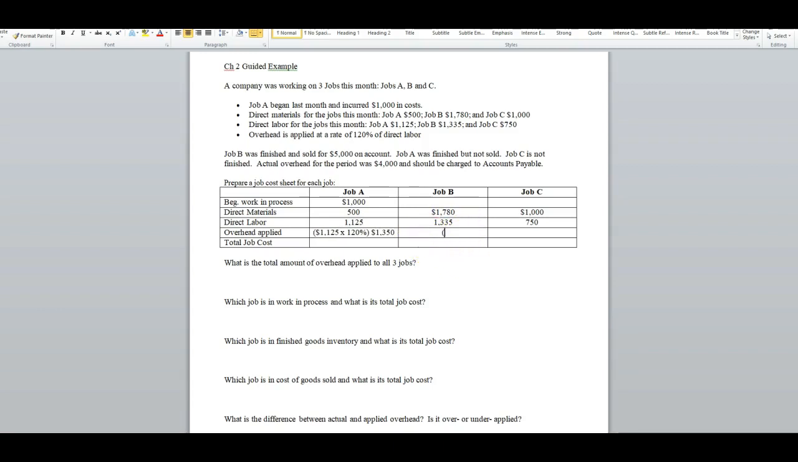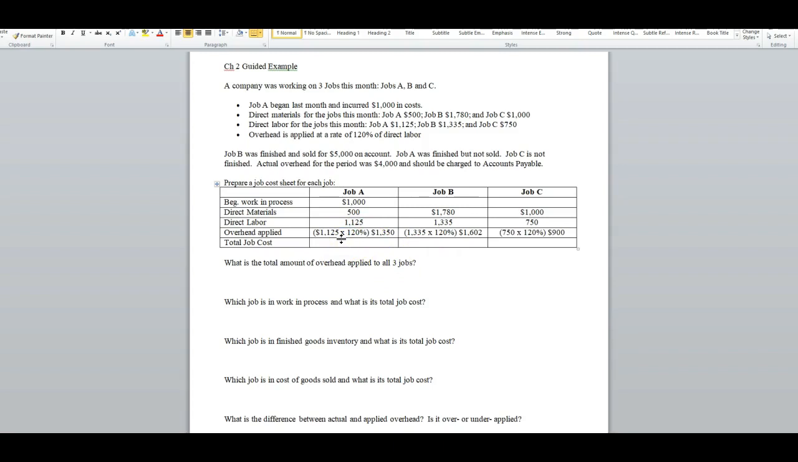For job B, my direct labor was $1,335. We're again going to multiply that by 120%, and we get 1,602. For job C, my direct labor was $750. We're going to multiply that by 120%, and we get $900.